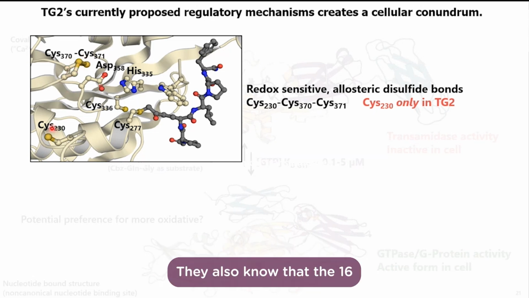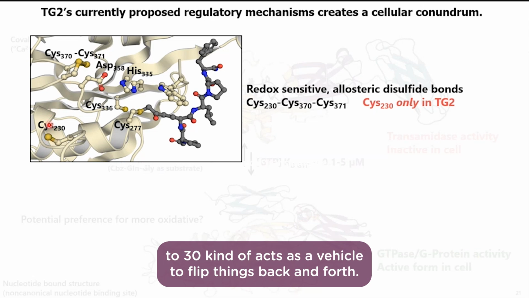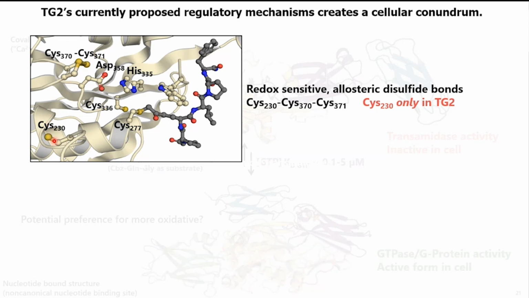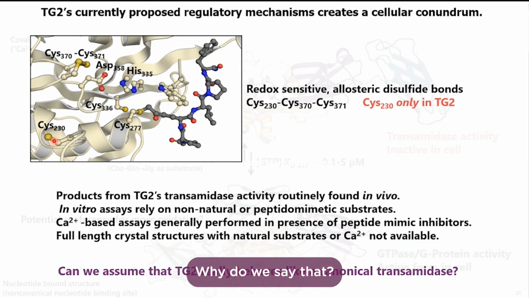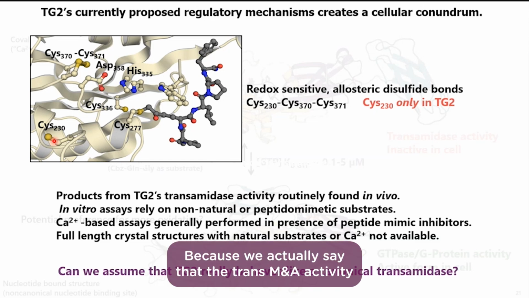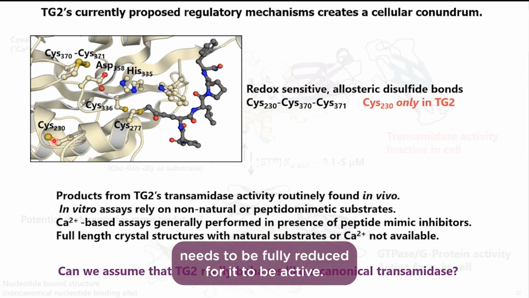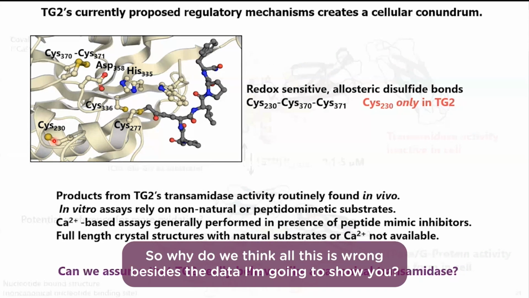And they also know that the cysteine 230 acts as a vehicle to flip things back and forth. Okay, so it's an allosteric disulfide that's only needed to help control activity. Why do we say that? Because we say that the transamidase activity needs to be fully reduced for it to be active. Okay, and that's shown. So why do we think all of this is wrong, besides the data I'm going to show you?